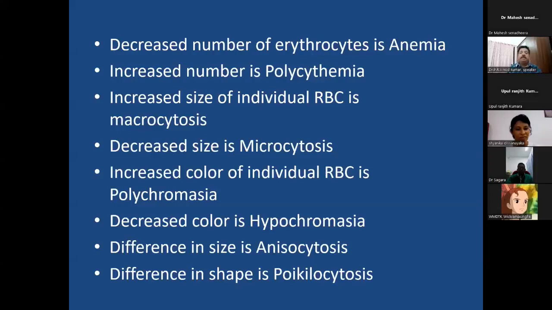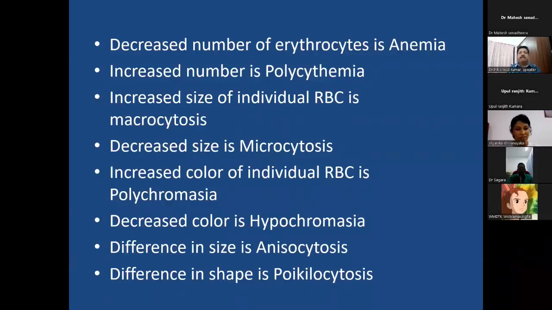Then increased color of individual RBCs is polychromasia. Yes, more hemoglobin is being pumped into or stored inside the erythrocyte. We say hyperchromasia, polychromasia. Likewise, the opposite, decreased color, is hypochromasia. Hypochromasia always indicates anemia or hypoxemia.